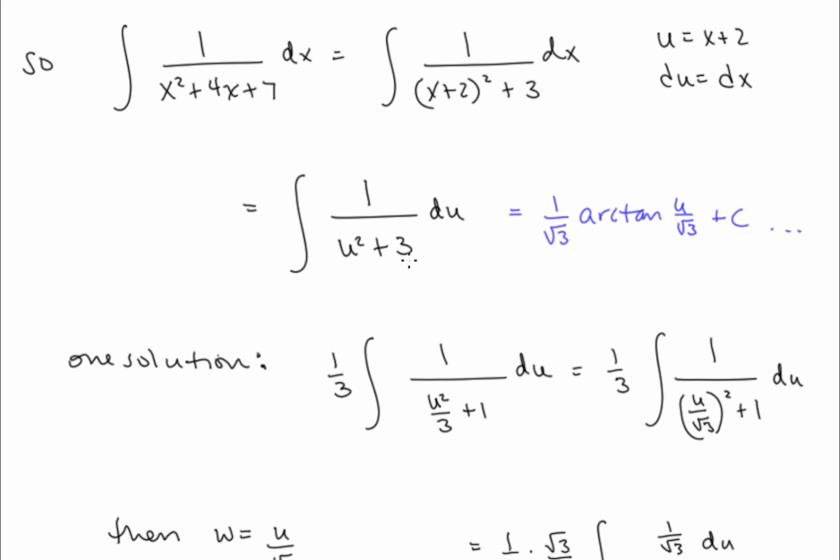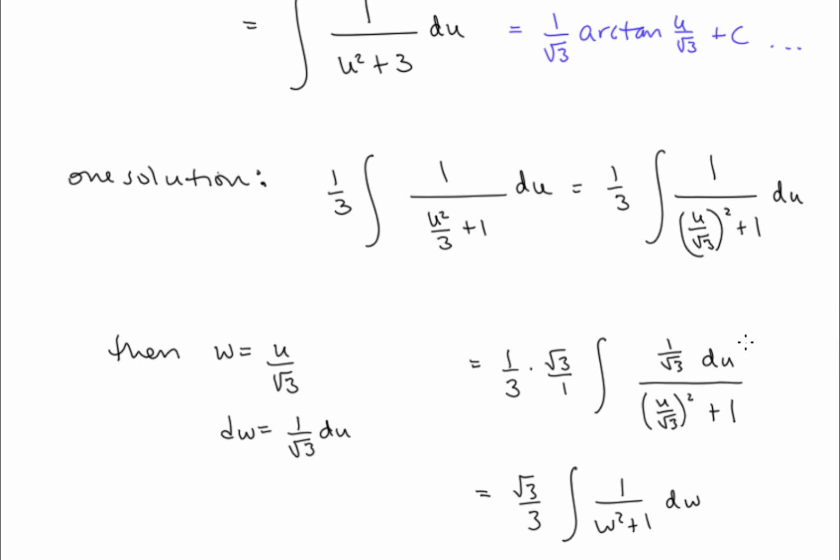We want to make this 3 a 1, so we need to factor a 3 out of our denominator. So we're going to pull out a 1/3, and that leaves a u squared over 3 plus 1 in our denominator. And this u squared over 3 gets written as u over radical 3 quantity squared. And so now we're in variable u already, so I'll call it a w substitution with an arctan integral.